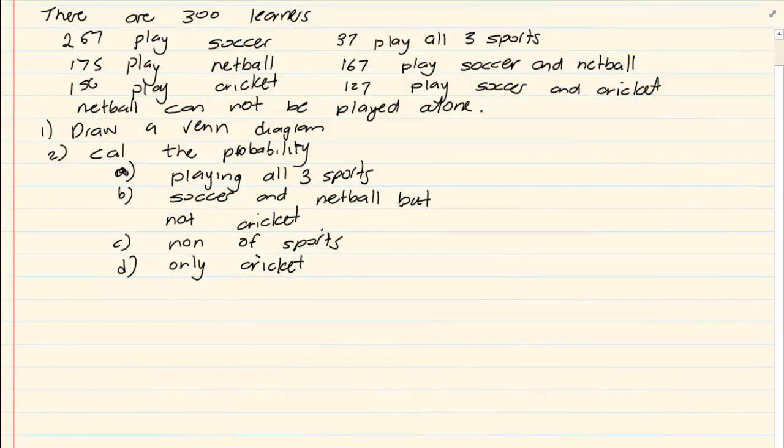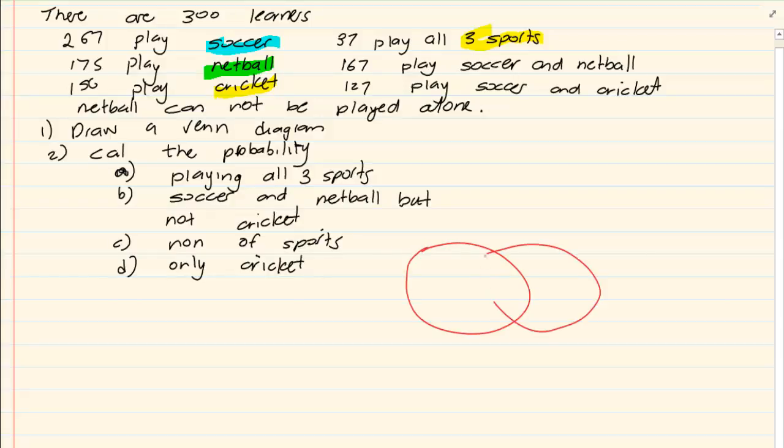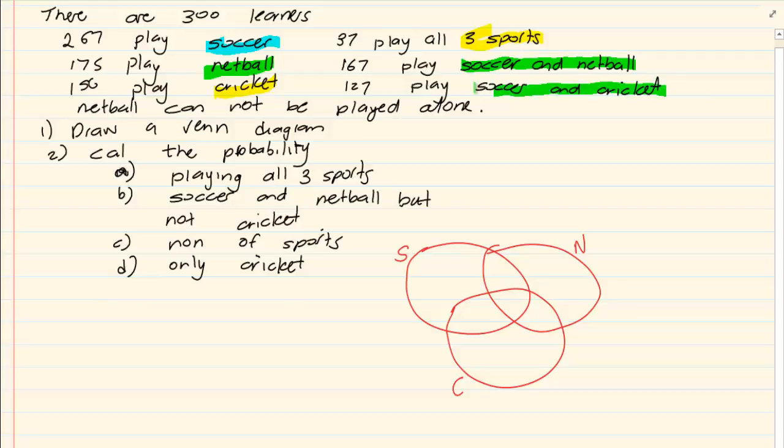Now let us take the following example. They say there are 300 learners. 267 play soccer, 37 play all three sports, 150 play cricket, 175 play netball. So we know we have three circles. Okay, so what do we have? We have a soccer, we have a netball, and we have a cricket. Then they tell us 167 play soccer and netball, 127 play soccer and cricket. Now netball cannot be played alone.